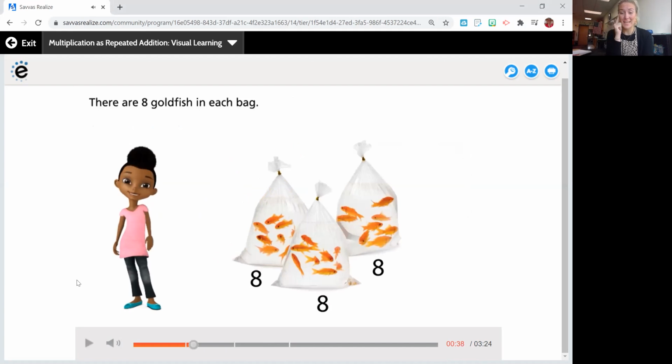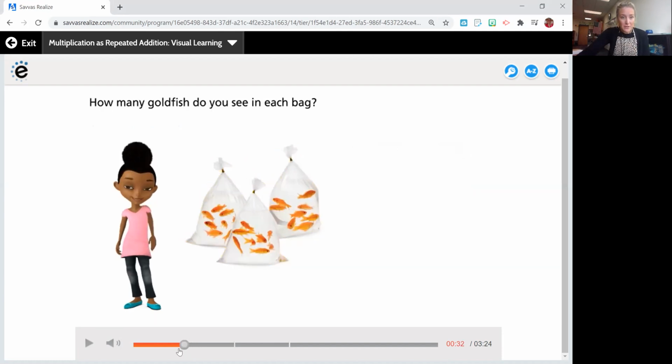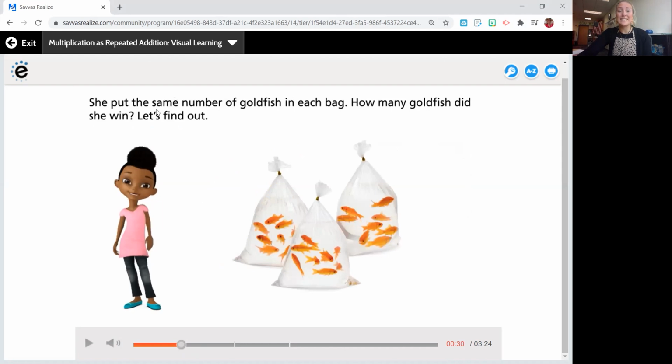The most important thing about multiplication is that they're equal. Equal groups means that they have the same number inside them. If you saw in our first question, it says the word same. Same is a synonym for equal. They have the same number. They have equal numbers of fish. Now, if one of them had a different number, we could not multiply. When we are multiplying, we have to have equal groups.